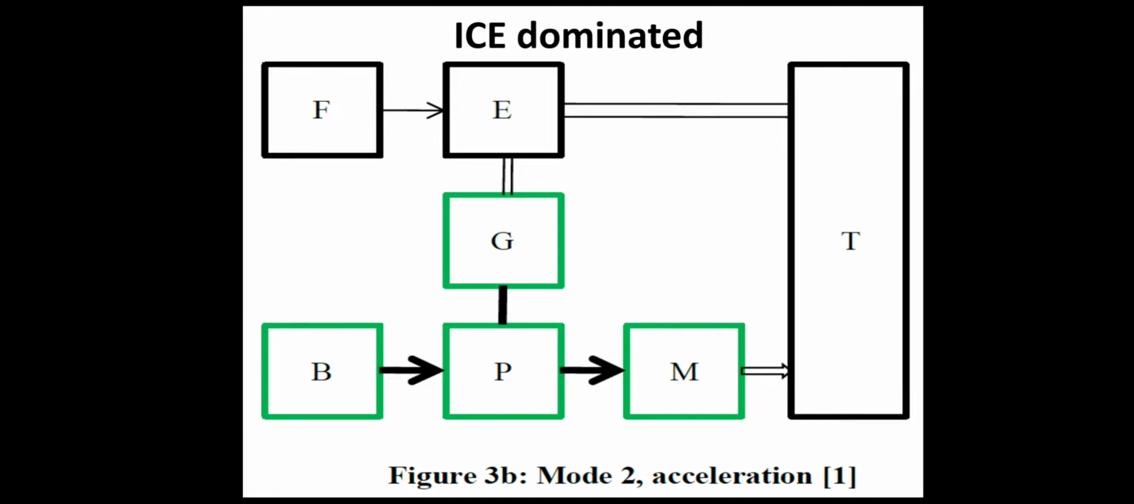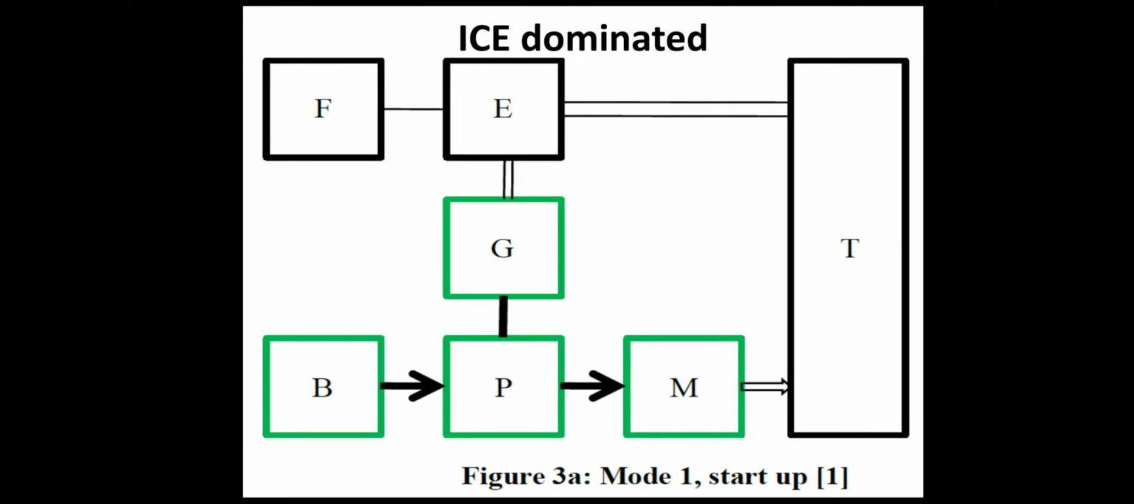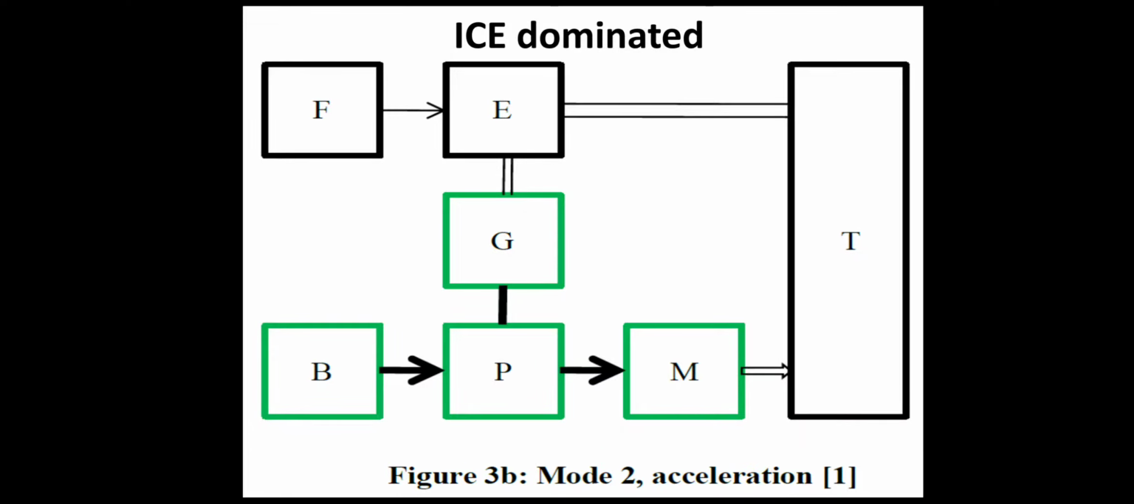Now the second mode is the acceleration mode. During full throttle acceleration, both the IC engine and the electric motor share the required traction power. You saw previously that there is no power flow from the fuel to the engine at startup, but here you see the arrow showing fuel to engine, and the power is transmitted to the transmission for the required traction power to drive the vehicle. So you have to see this here.